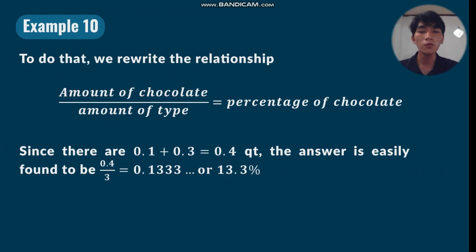To do that, we rewrite the relationships. The formula is amount of chocolate divided by amount of type C is percentage of chocolate. Since there are 0.1 plus 0.3 is 0.4 quarts, the answer is easily found to be 0.4 divided by 3 equals 0.1333, or 13.3%.